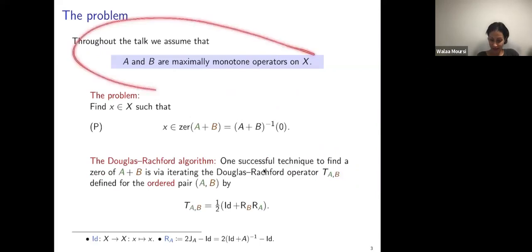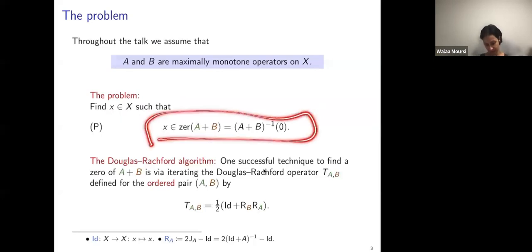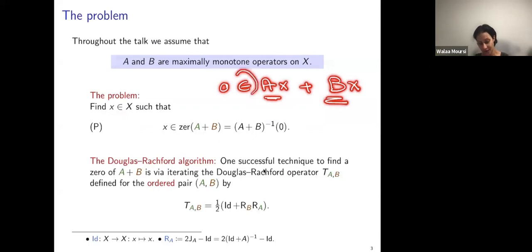In this talk, whenever we refer to A and B, we talk about maximally monotone operators. The problem we will talk about, and the behavior of the Douglas-Rachford method when solving it, is finding a zero of the sum of two maximally monotone operators. So we want to find an x that solves this inclusion: we are looking for an x in X such that 0 is in Ax plus Bx. Remember that these operators could be set-valued, so that's why we have an inclusion. So Ax and Bx are possibly sets, and we are looking here at a Minkowski sum of two sets.